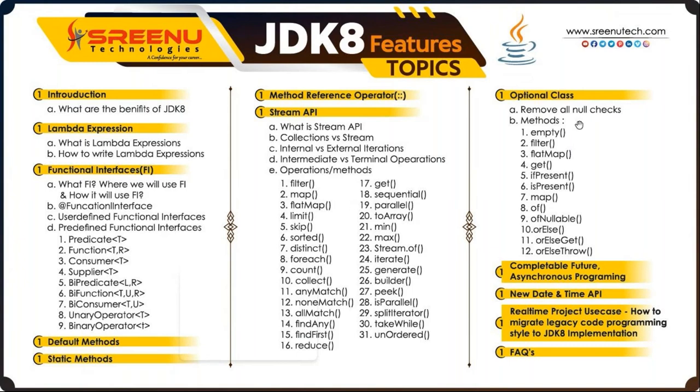Another important feature is the Optional class, to avoid null checks, team. How many methods are there in the Optional class? Around 12 methods are there. How to work with these 12 methods, we are going to see, team.